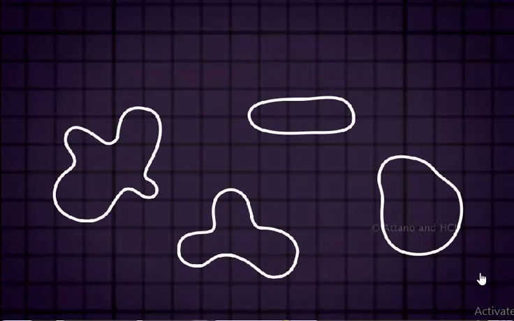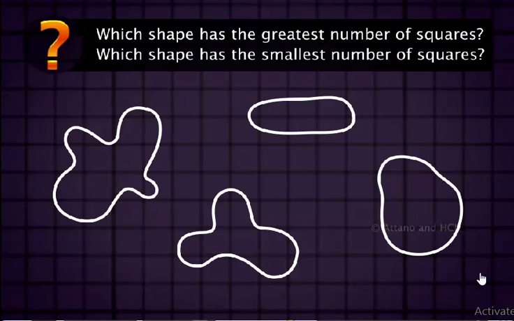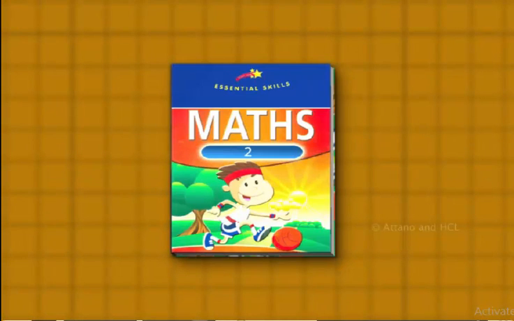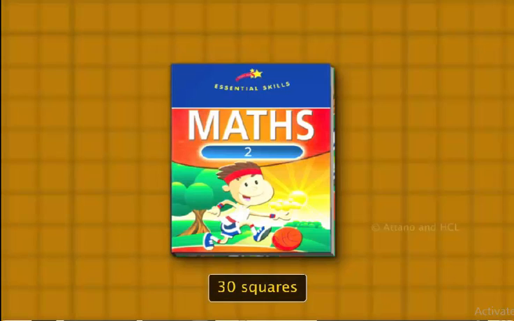Here are some more shapes. Count the number of squares that are there in each of these shapes. Which shape contains the greatest number of squares and which shape covers the smallest number of squares? The area of the surface of this book is equal to 30 squares.